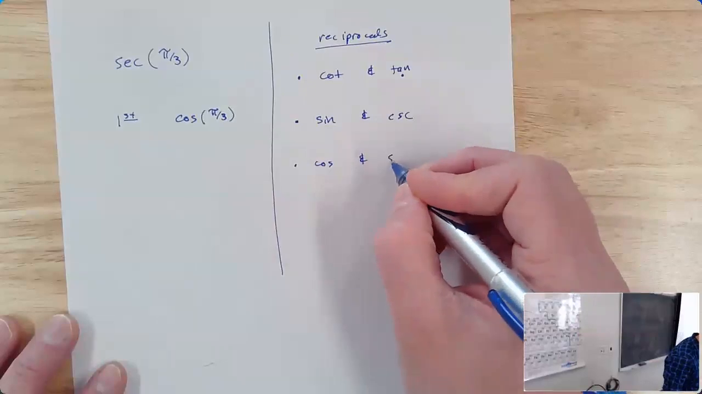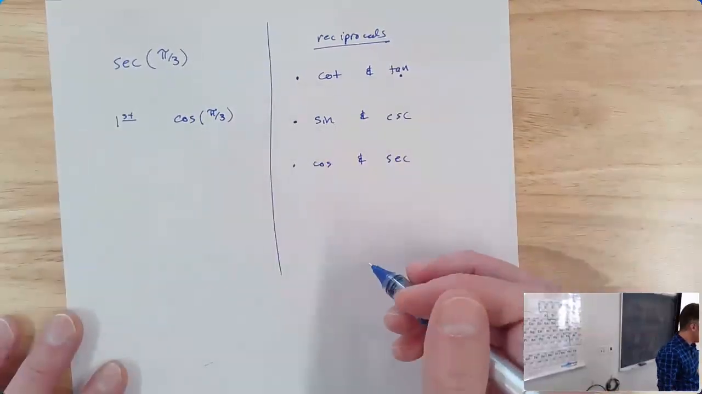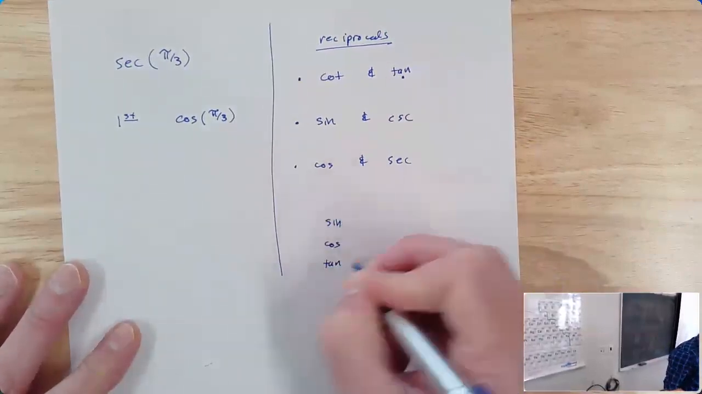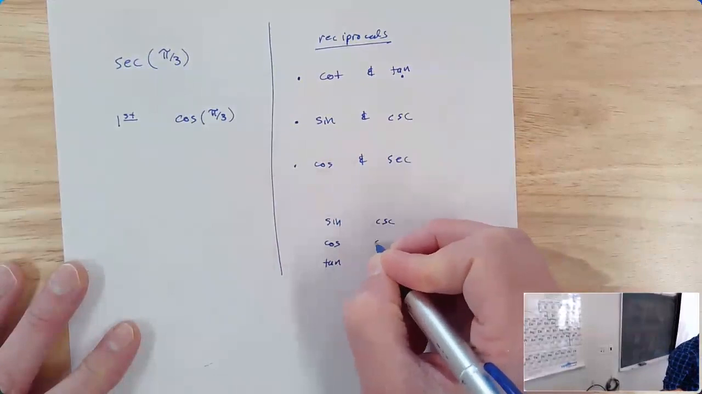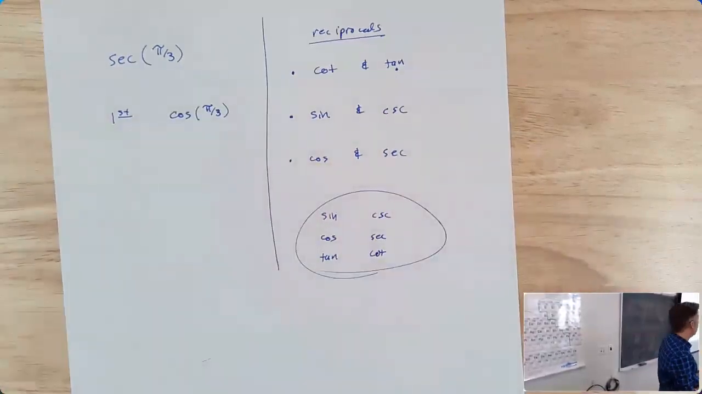Cosine goes with secant. I've written them in a totally weird order. Usually you write them as sine, cosine, tangent, and then the reciprocals, cosecant, secant, cotangent. That is the usual way people write it. There are lots of good reasons for it, especially when you start learning about their derivatives in Calc 1.